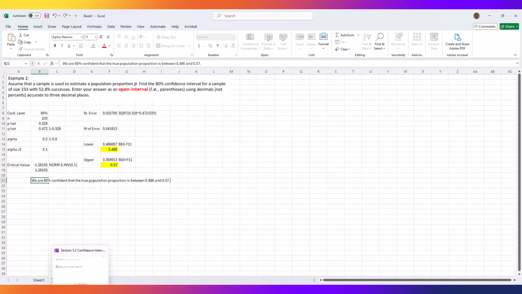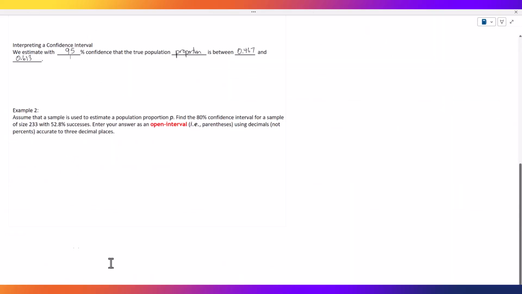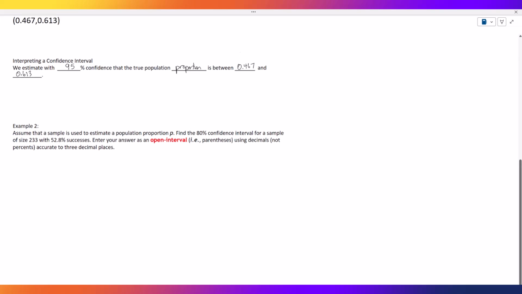If I want to go back and actually answer the question here, we're supposed to enter this as an open interval. And so, okay, 0.486, comma, 0.57, and there it is.